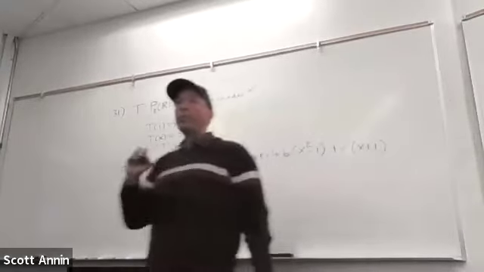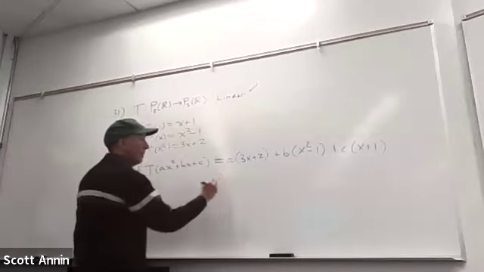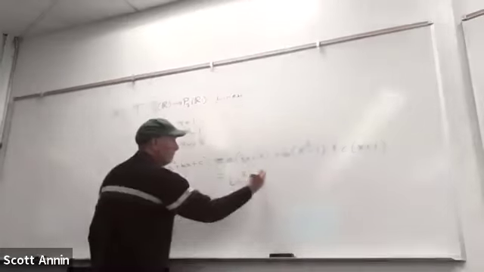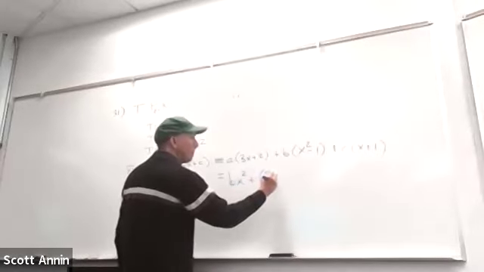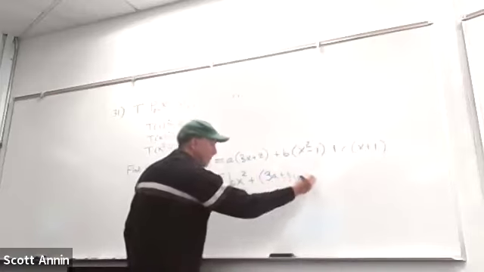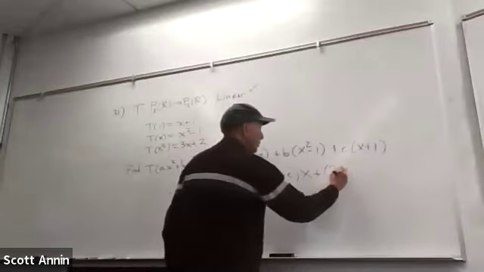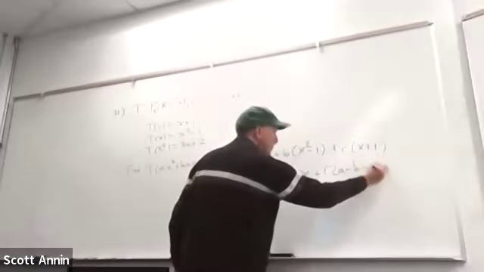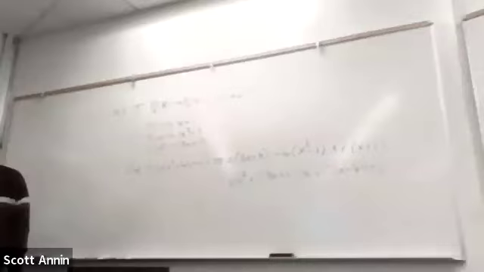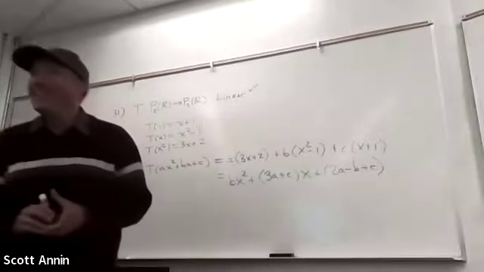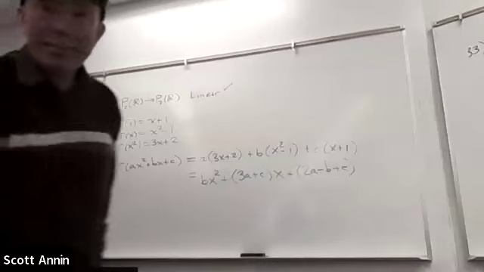Nice. Did anybody simplify that one? Marco? BX squared plus 3A plus C times X, plus 2A minus B plus C. Does that look good? That's it. That's all you've got to do. That's number 31. So that's the answer to that problem.